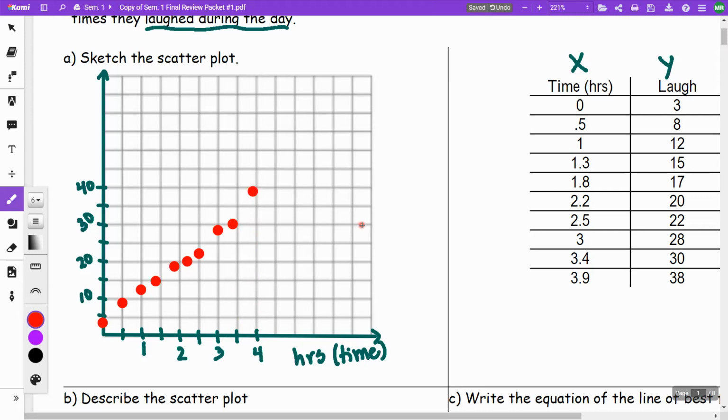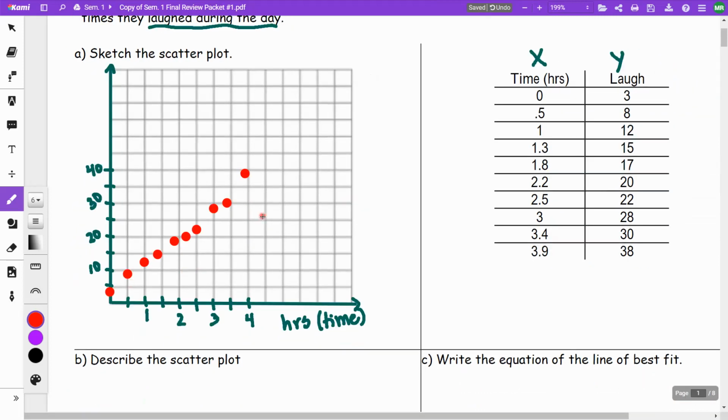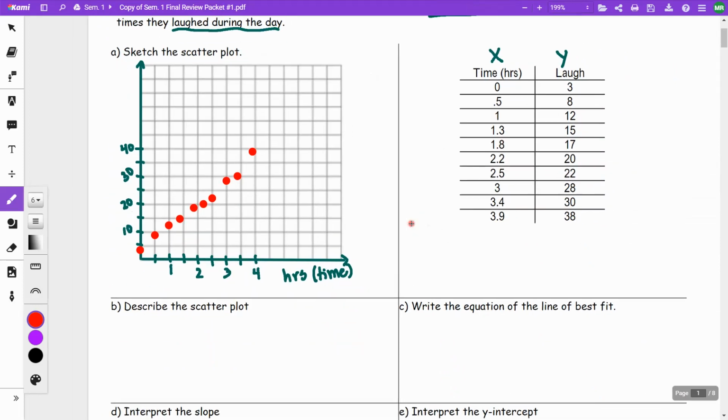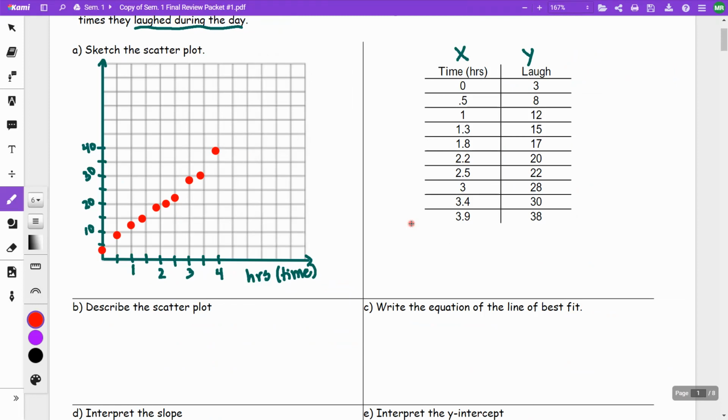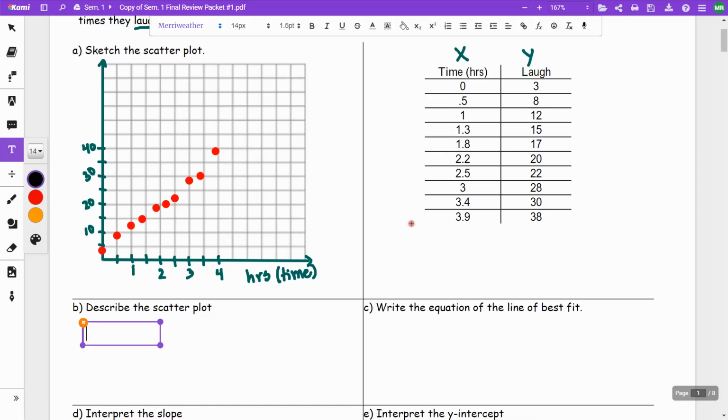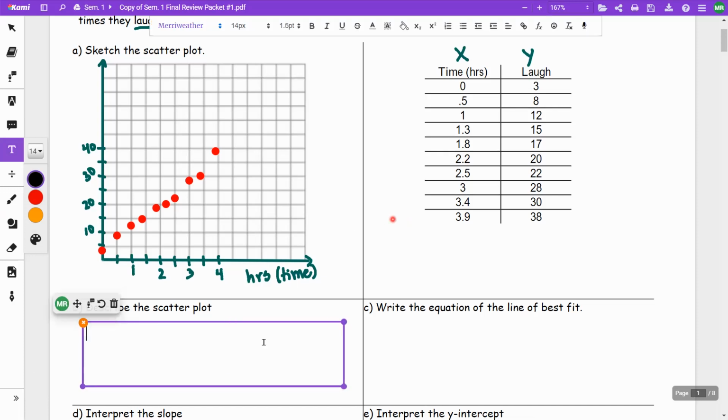Okay, so there's my graph. So looking at this graph, you see that it is increasing. It is relatively strong, I would say, looking at it. It's pretty linear, looks like a line. So next thing we're going to do is we are going to use our sentence frames, and we are going to describe the scatter plot. Okay.